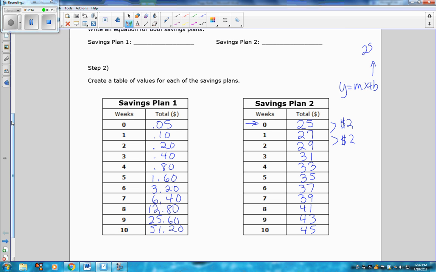That's your beginning amount. Your slope is the amount of change each time, which is $2. $2 is your amount of change each time. So you have y equals 2x plus 25. So that is a linear equation.